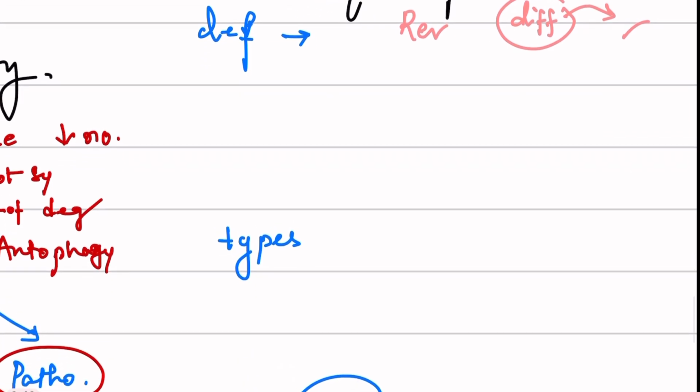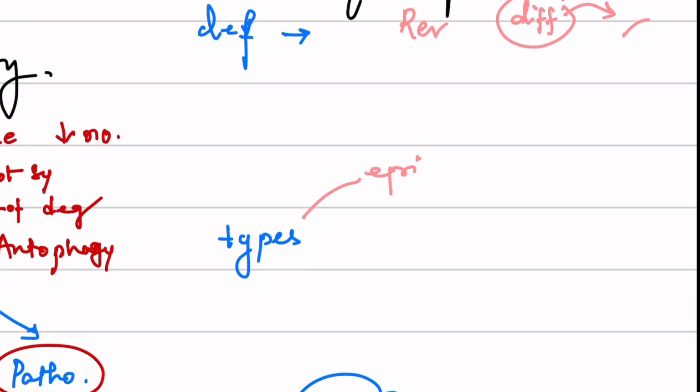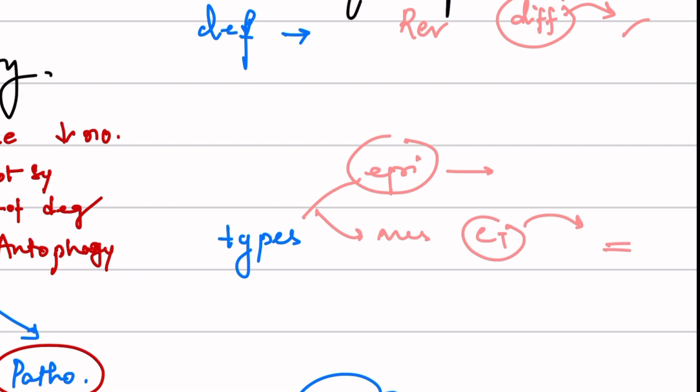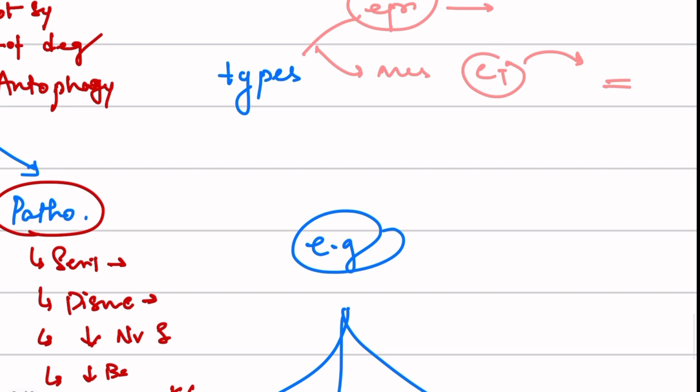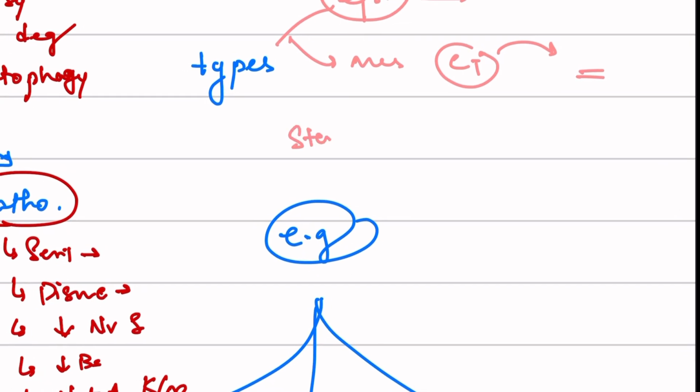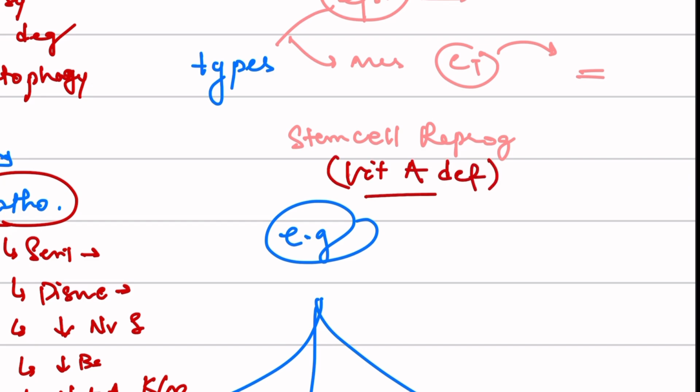So there are two types. One is epithelial and another is mesenchymal. Epithelial means conversion of the epithelium, and mesenchymal means conversion of the connective tissue into something. Here also there is conversion of the epithelium into some other mature form. Now what is the mechanism? The mechanism is reprogramming of the stem cells. And there is one risk factor, that is vitamin A deficiency. This vitamin A deficiency can lead to metaplasia.